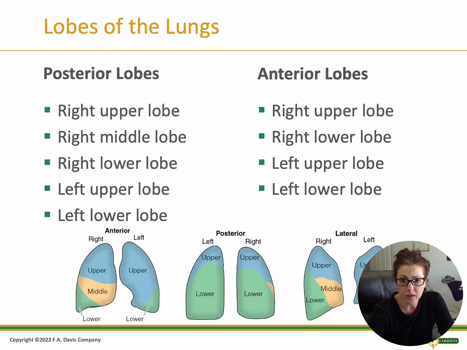The posterior lobes, as well as the anterior lobes, help to create the lungs. You've got three lobes on the right side, and you have two lobes on the left. And this is kind of the breakdown of what they look like anteriorly as well as posteriorly.